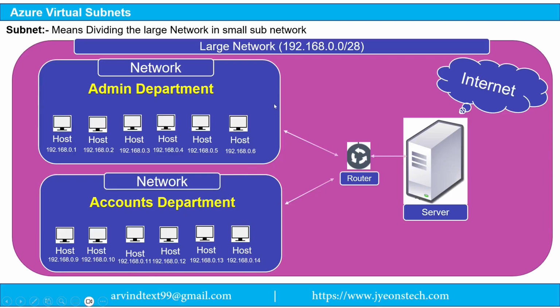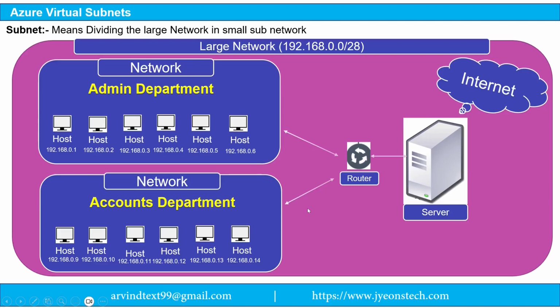Because we have already divided this larger network into two small subnetworks: one is the admin department and the second is the accounts department. So this is the meaning of subnets. It means we are dividing a larger network into small subnetworks. Hope this is very clear to you. Now, how can we find these networks and IP addresses from the larger network? Let's see in a couple of minutes.